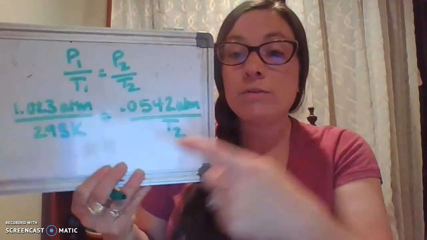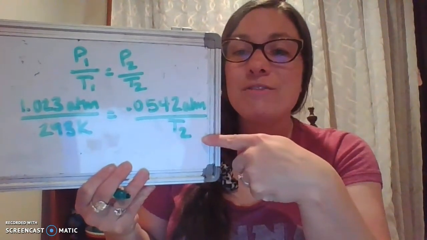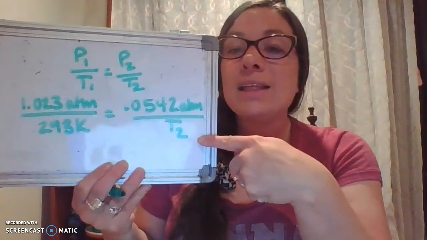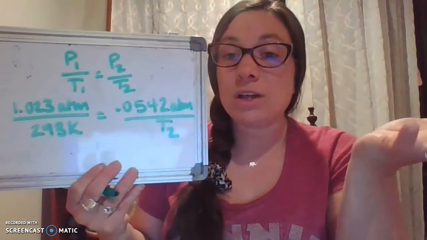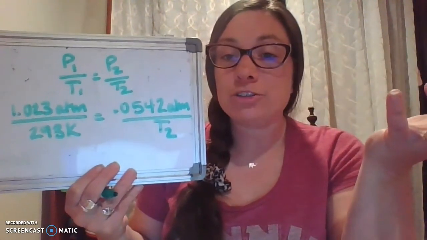Now, because our unknown variable is on the bottom of our fraction, we want to get that on top, because the only way to solve for it is for it to be on the top of the fraction. So first, we're going to multiply both sides by T2. Okay, then T2 cancels out on that side.